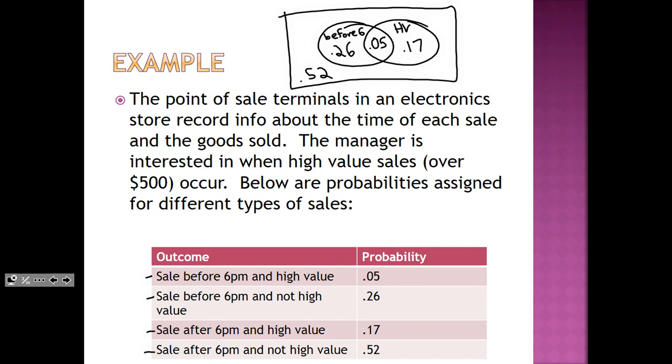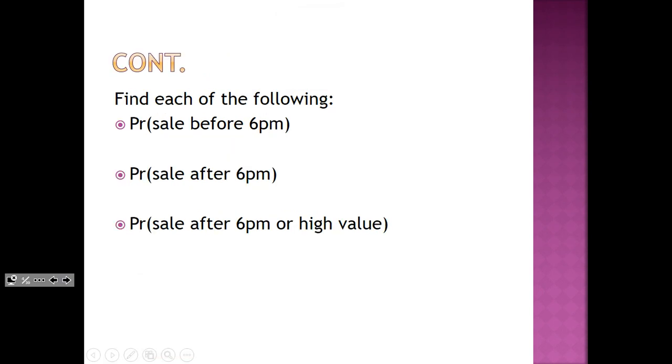Okay, the next slide is going to have some questions. You could still answer the questions if you did the Venn diagram differently. If you had after 6 and high value, or after 6 and not high value for your circles, it doesn't matter as long as you put the numbers in the right spots. They would just look a little differently, but you still get your answers the same way. So looking at the questions now.